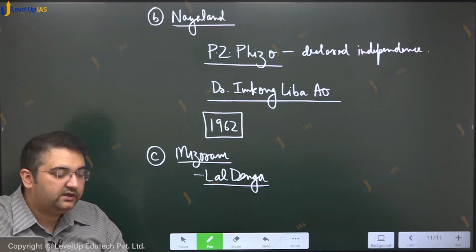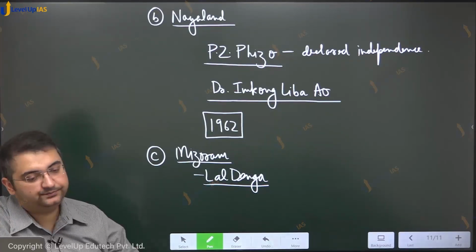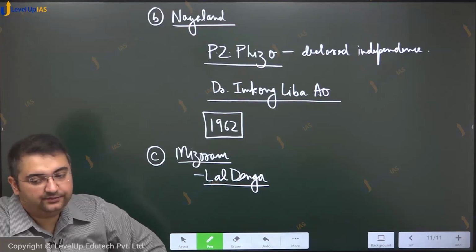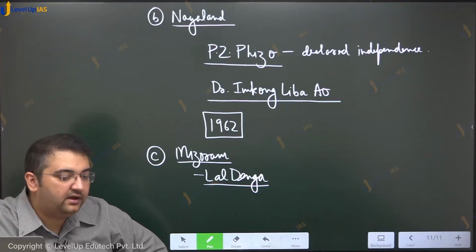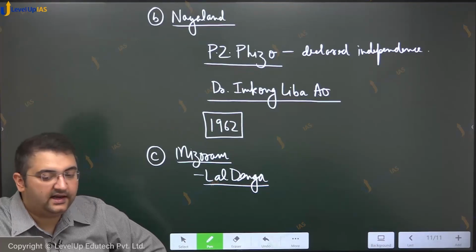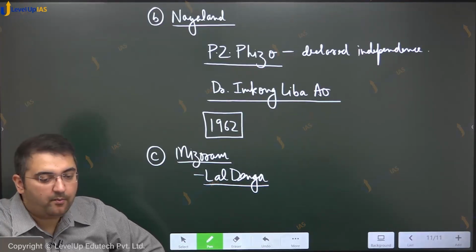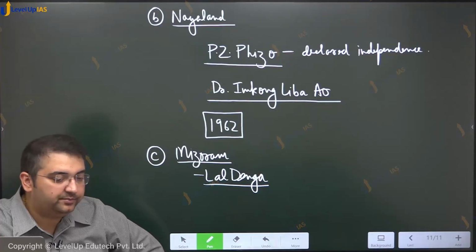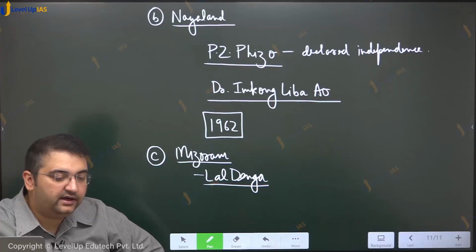Once again, the government entered negotiations with the moderates, resulting in Mizoram becoming a union territory in 1971. So stop. Next point.